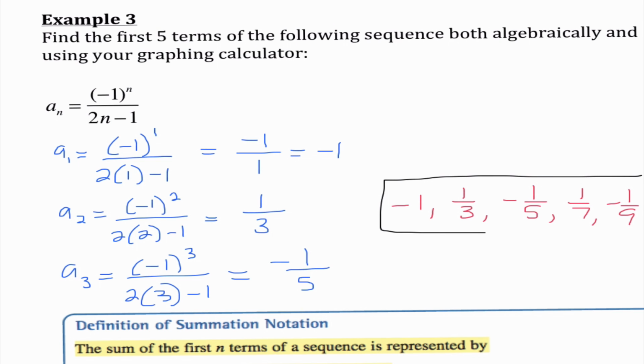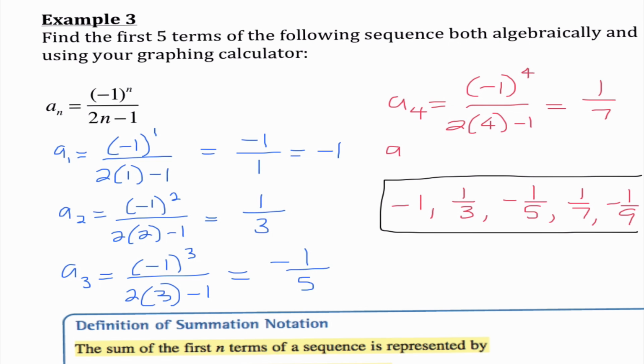If you ever get to a point where you think you have the pattern figured out, feel free to skip some steps. I just want to verify that a sub 4 really is 1/7. So negative 1 to the 4th power over 2 times 4 minus 1. I would get 1 over 8 minus 1, which is 7. A sub 5, negative 1 to the 5th power over 2 times 5 minus 1. I would get negative 1 over 9.